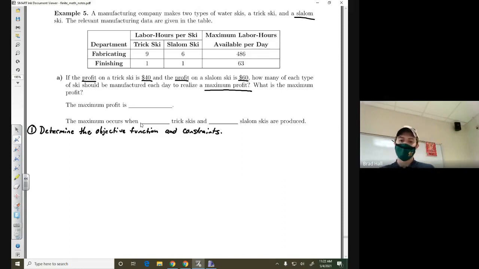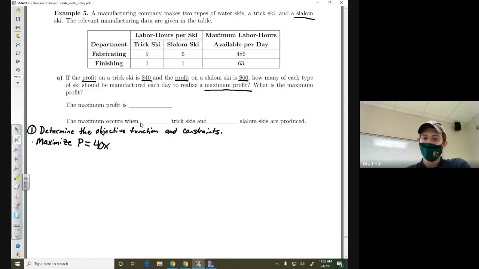So the objective function, if anything, we're trying to maximize something. We're trying to maximize some profit, and the values that correspond to the profit are listed in part A. The first ski is $40, so I'm going to put 40x, and then the next value is $60, which I'll correspond to y. So again, that's all stated in part A. They want us to maximize the profit. The profit is $40 for the first ski, $60 for the second one.